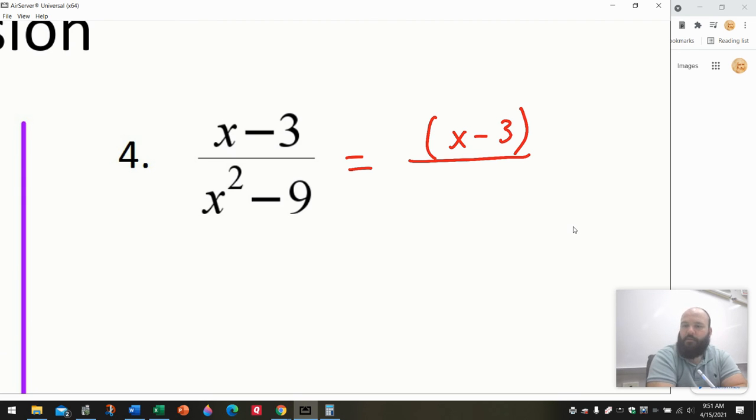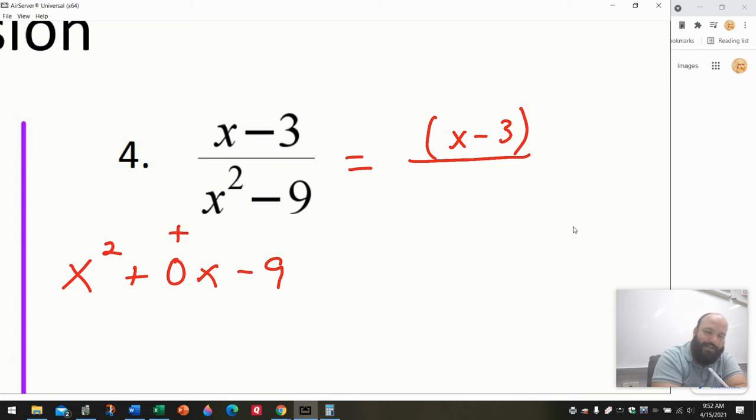Now on the bottom, however, this is a factorable quadratic expression, and this particular one will factor. Remember, we need 2 numbers. Now, I'm going to make this a little bit different. I'm going to make this x squared plus 0x minus 9. The reason I expanded it out is so it will be in a form that we know how to factor. So we need 2 numbers that add to be 0 and multiply to be negative 9.